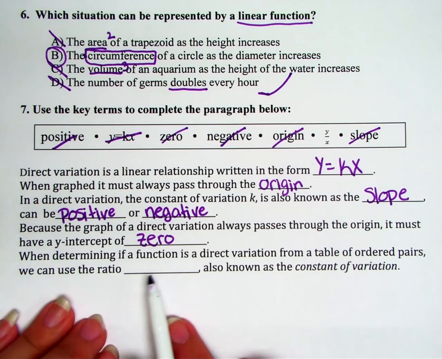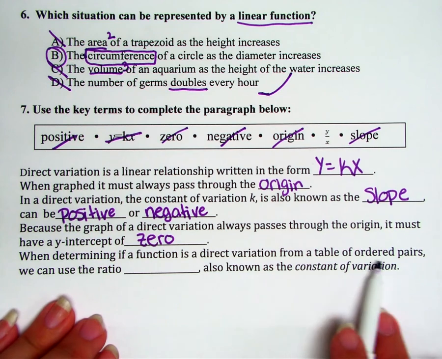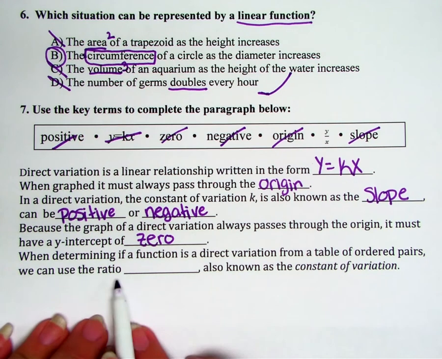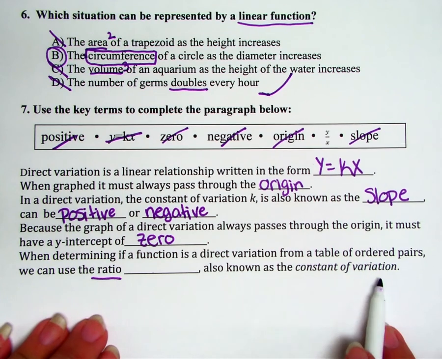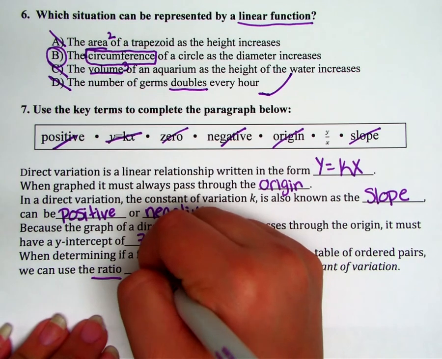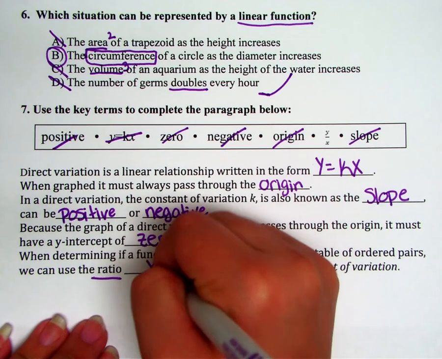When determining if a function is a direct variation from a table of ordered pairs, we can use a ratio, also known as the constant of variation, that is y over x.